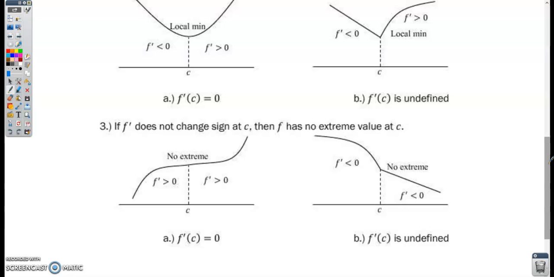On the left here we have the derivative being positive to both the left and right of the critical point. And on the right hand side here we have the derivative being negative on both sides of the critical point. And we see what happens there. There's no extreme value when there is no sign change in the derivative. And so the important thing that we're looking for in the first derivative test is sign change in the derivative.